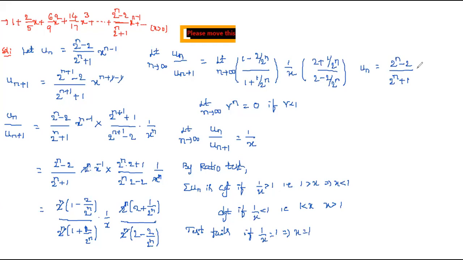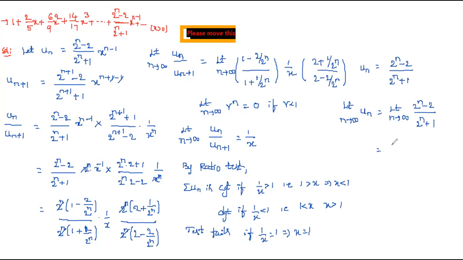So since x is equal to 1, here we can't apply the comparison test. So for that we can simply apply the limit as n tends to infinity of un. We can calculate this one. If you apply the limit as n tends to infinity of un, we'll get un is nothing but 2 power n minus 2 by 2 power n plus 1.